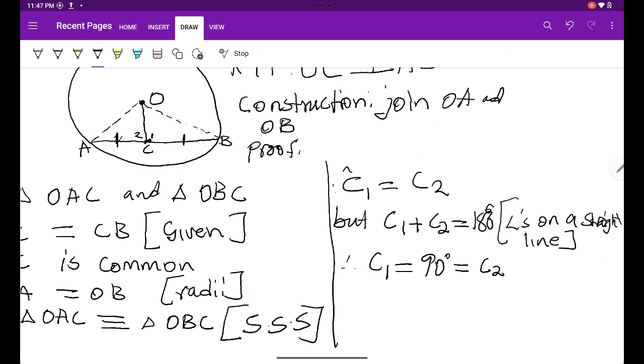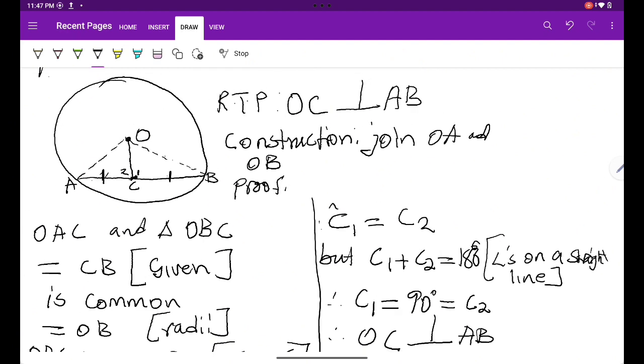So if C1 equals 90 and C2 equals 90, it means that OC is perpendicular to AB. Therefore OC is perpendicular to AB, and by so saying we have concluded our theorem. Remember, for us to say we have proved the theorem, what was required to prove must be the same as the final statement. We were required to prove that OC is perpendicular to AB.